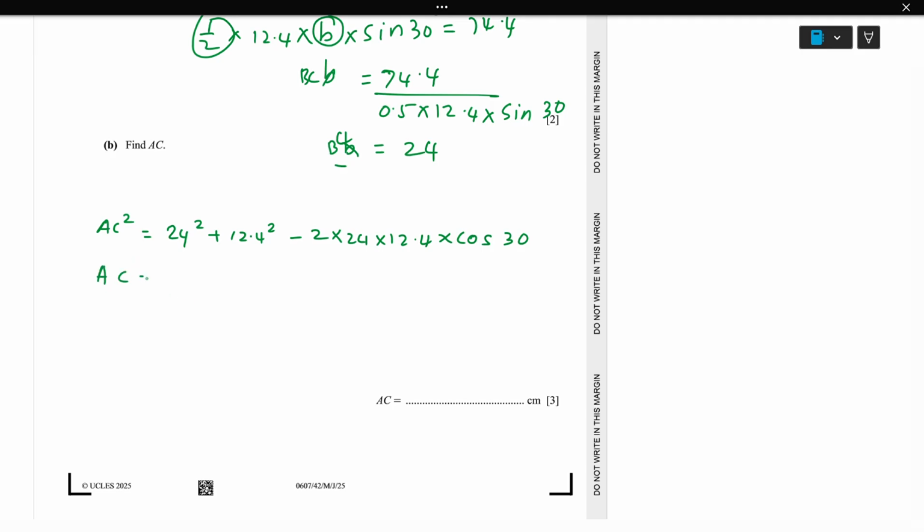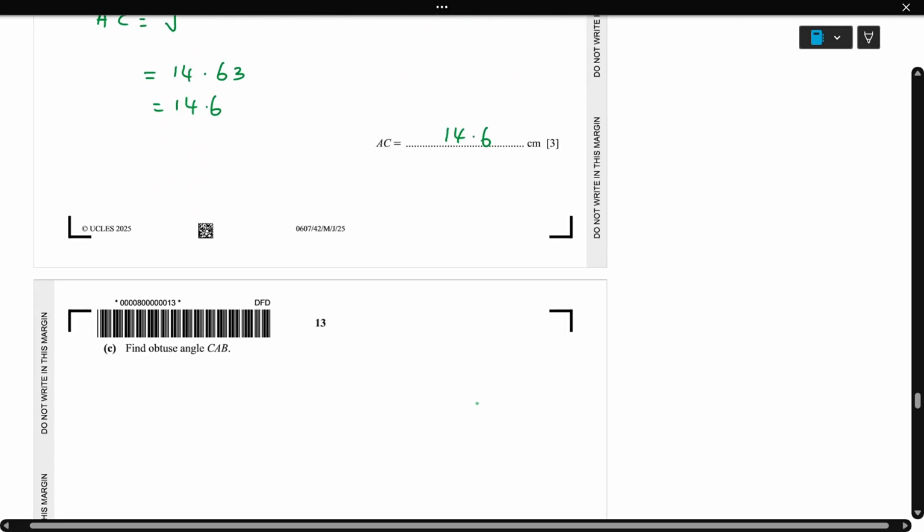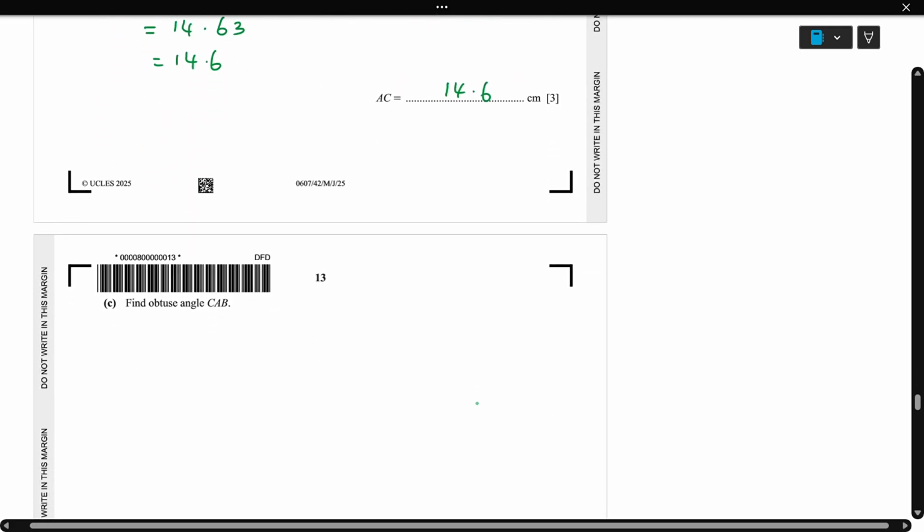So AC equal to the square root of the entire thing, because when you get rid of the square on the left side, the right side is going to be a square root. When we calculate the square root of the entire thing, the answer is going to be 14.63 something. So we round to 14.6. So 14.6 is the answer here. Next one, find the obtuse angle CAB.